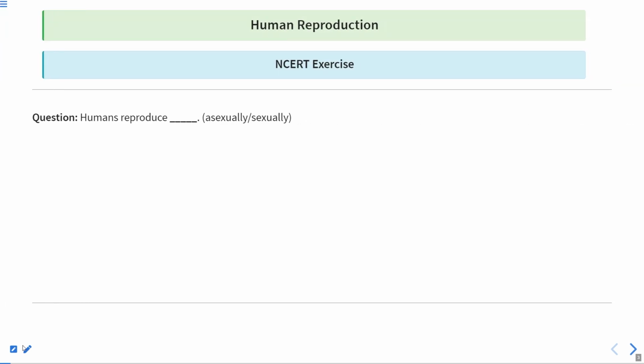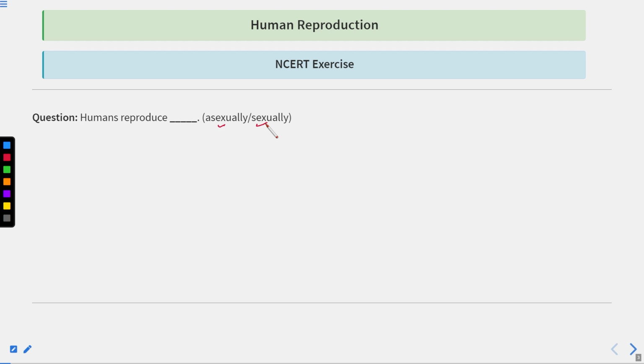So first one is what is the first question here? The first question is: humans reproduce. Okay, then you have to fill in this gap, and the options are humans reproduce asexually or sexually. So we now know that humans are the higher organism, they are quite complex organism, and they show which kind of reproduction? They show sexual reproduction.